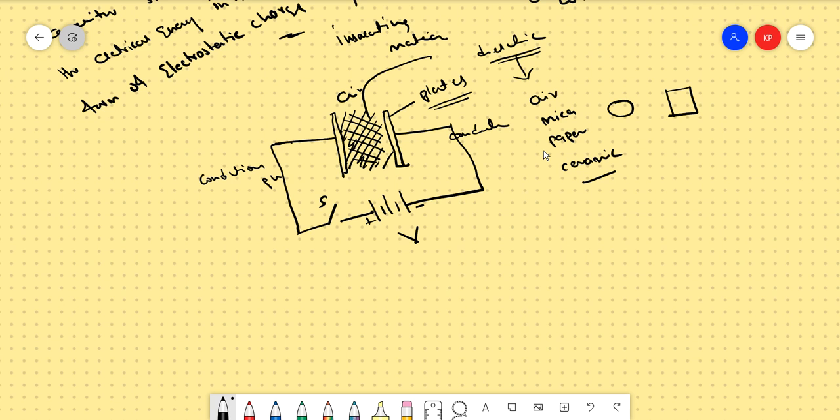Whatever dielectric material it is using, the name is given to that capacitor according to the dielectric medium. If it is using air, it is called an air capacitor. If it is using mica, then a mica capacitor. If it is using paper, it is called a paper capacitor. So we can say there are various types of capacitors.